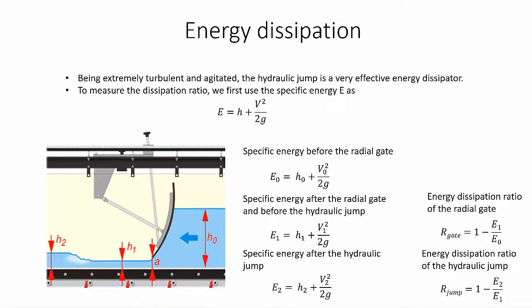To quantify the energy dissipation ratio, we use the specific energy, E equal to H plus V squared divided by 2g. For a given location, such as before the radial gate, the specific energy E0 equals H0 plus V0 squared divided by 2g, and so do E1 and E2. The energy dissipation ratio of the radial gate can be found as 1 minus E1 divided by E0. A similar equation can be found for the energy dissipation ratio of the hydraulic jump.